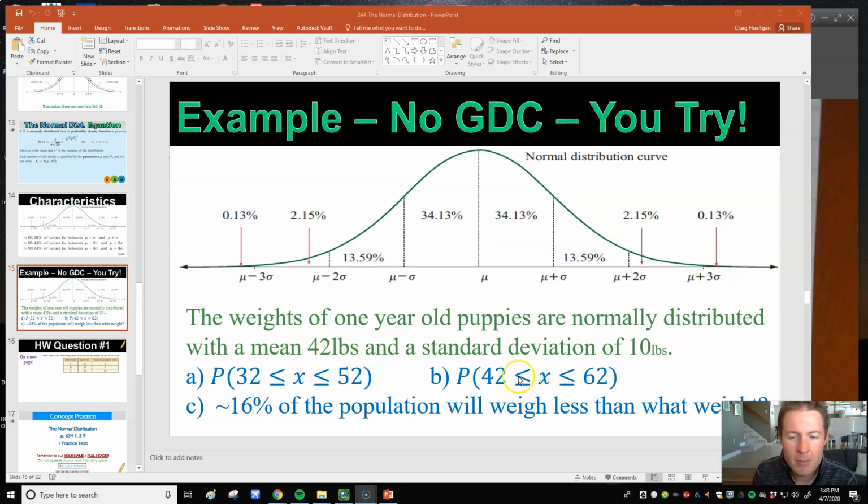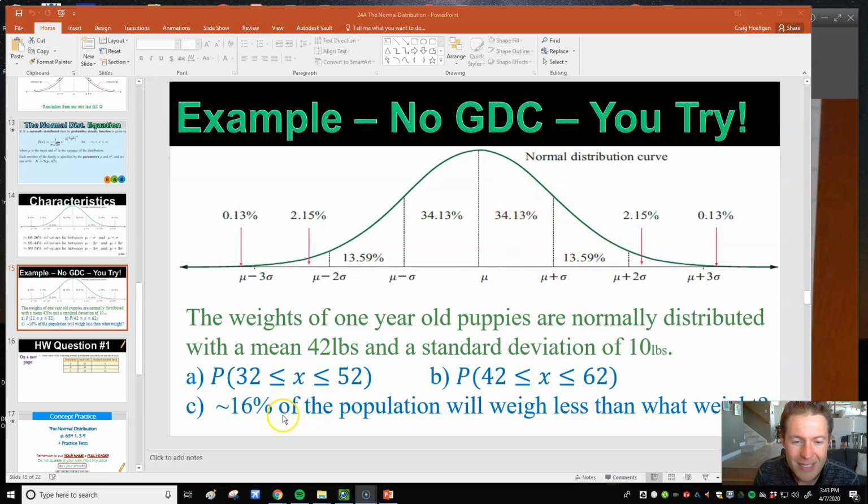Here, the probability of being between 42 pounds and 62 pounds. The hope is you recognize this is the mean here, so that's right here in the center, and this goes up 2 standard deviations, so that's here would be 52, here would be 62. So to get that, we'd add those two probabilities together. So is that about 47, 48-ish, somewhere in there.